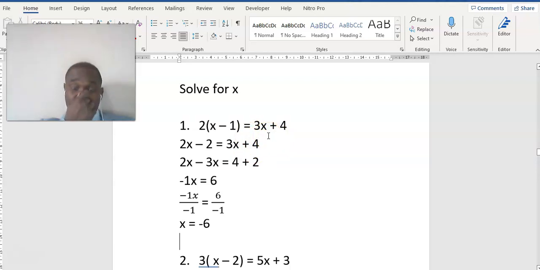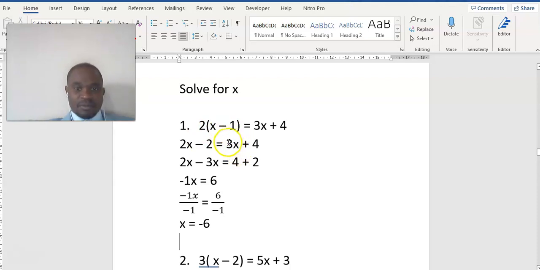Alright, so the next thing that we are going to do, we need to transpose. So we are going to transpose this 3x to the left hand side. That is, you find the additive inverse. But the trick is, if it is plus, you move it to the other side of the equation. If you transpose it, it's going to be minus. If it is minus, if you transpose it, it's going to be plus.